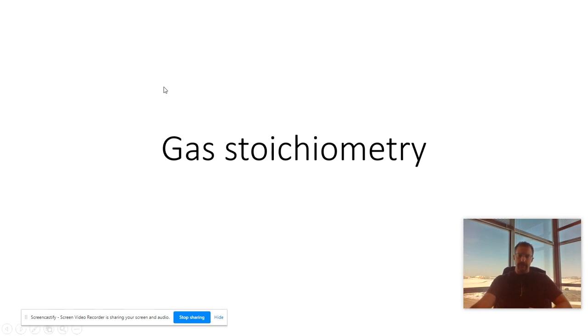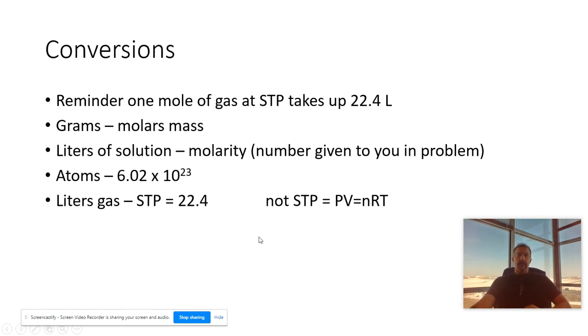What we need to be able to do, as we always have, is change things into moles, and then convert from moles of one type of thing to moles of another, and then convert back out. So there are several ways to do that. First reminder here: remember, 1 mole of gas, if you're at STP, takes up 22.4.